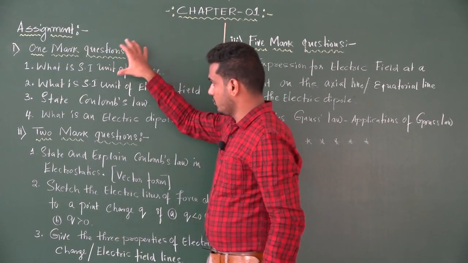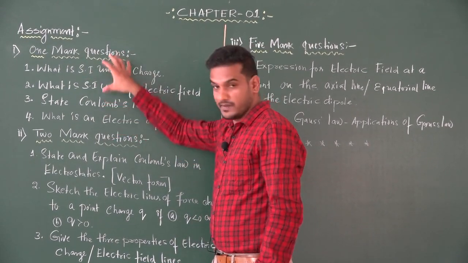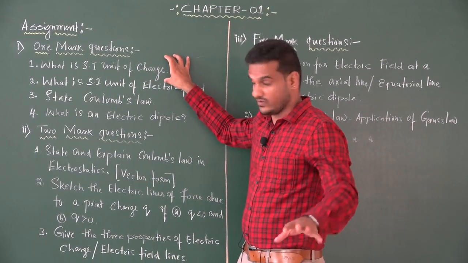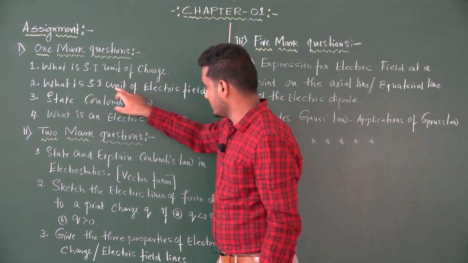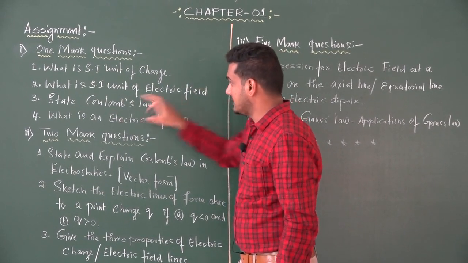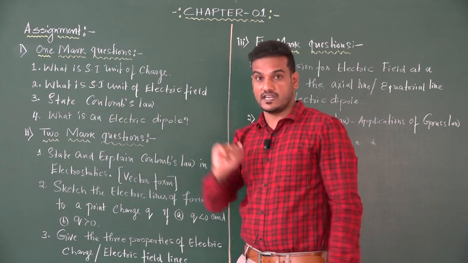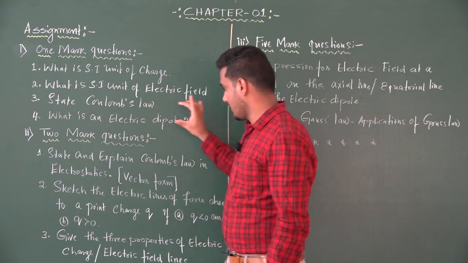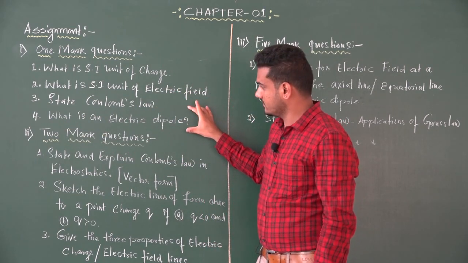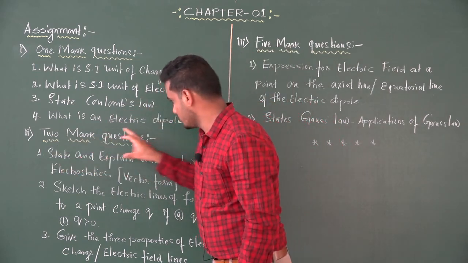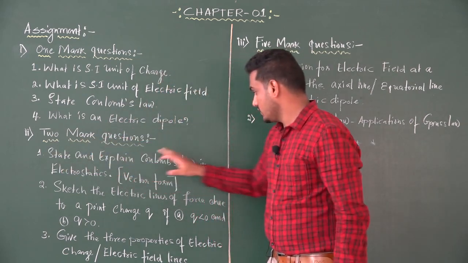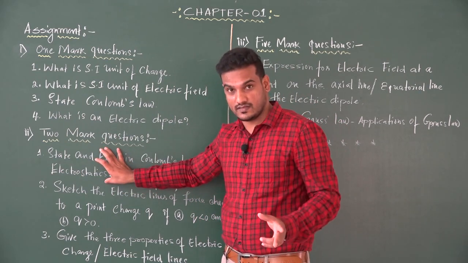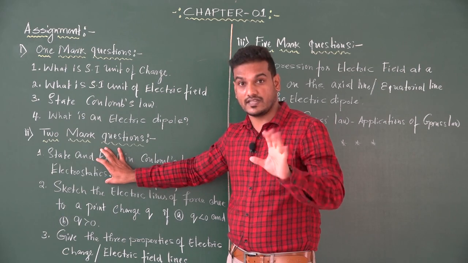1 mark questions, most expected and repeated. What is SI unit of charge? You need to write the SI unit of charge. What is SI unit of electric field? State Coulomb's law, only the statement because it carries only 1 mark. What is an electric dipole? Statement. Then 2 mark questions: state and explain Coulomb's law in electrostatics. When you come to 2 marks, you need to write the statement and the expression.